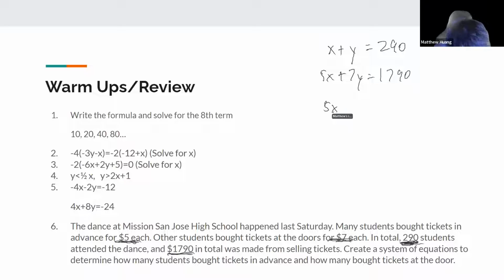So before we do that, to make it clear, substitution would probably be the best in this case. So this turned into y is equal to negative x plus 290. And when you plug it in, it turns into 5x plus 7 times negative x plus 290 is equal to 1790, right? The right side doesn't change. You simplify that, and I'm just going to distribute it out so it's easier for you guys to see.